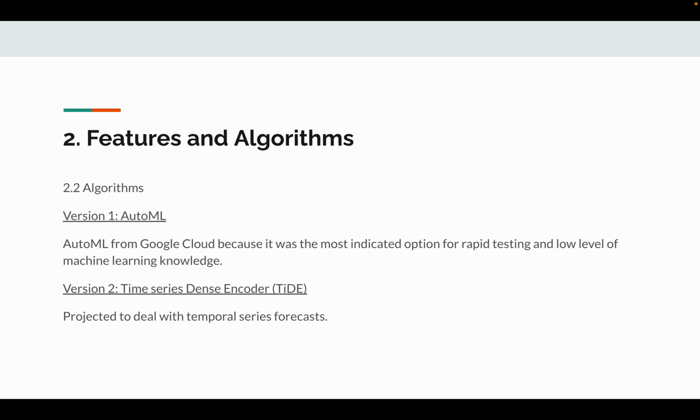The algorithms I used: for the first version was AutoML. This by default is the chosen model of Vertex AI, and it was the most indicated option for those who are not technical. And I decided to go for it. And for the second version, I chose to use the time series dense encoder because that algorithm was projected to deal with temporal series forecasts.